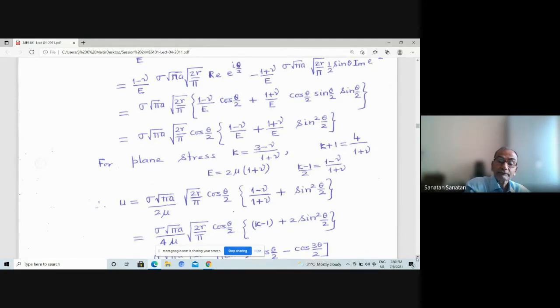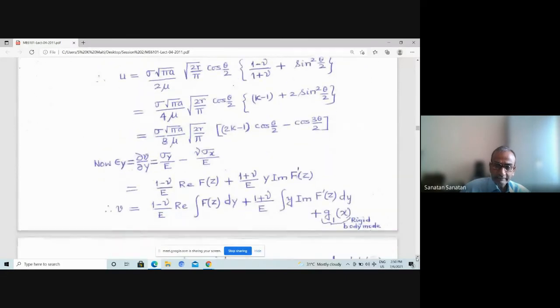And again, this can be substituted straight away as kappa minus 1, and this can be rearranged in terms of kappa, so u is nothing but sigma root pi a by 4 mu, square root of 2r by pi, cos theta by 2, (kappa minus 1 plus 2 sin square theta by 2). So this is the expression for u. And now what is v? Epsilon y is delta v by delta y, sigma y by E minus nu sigma x by E, again Hooke's law. And then therefore v, we have to take the integration with respect to y. So this is how it is.